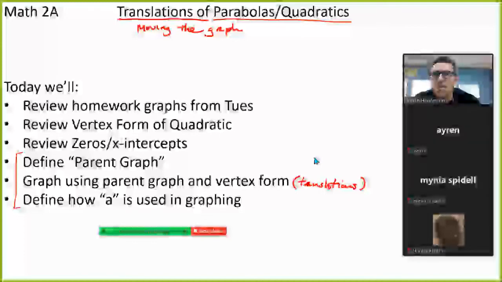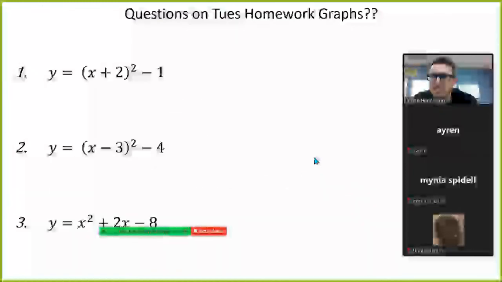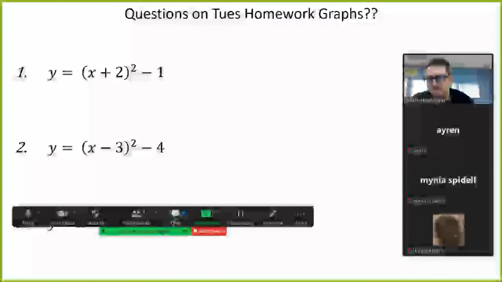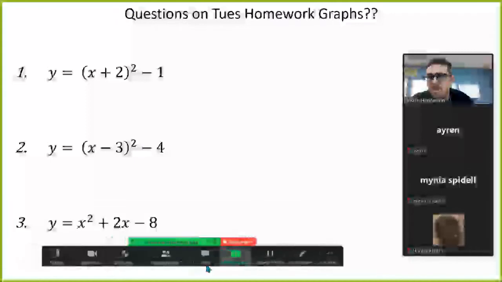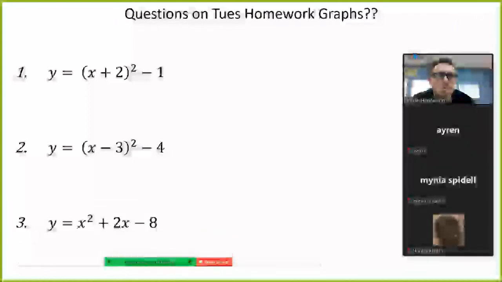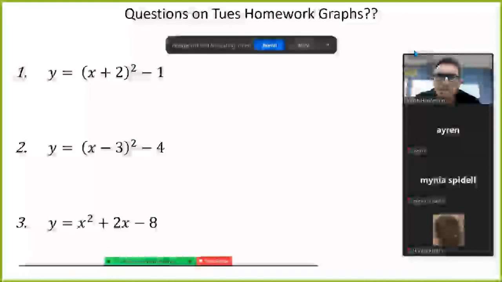All right. Well, those of you who already did or attempted the homework from Tuesday, any questions on those 3 graphs? Here's the equations, the functions that I gave you on Tuesday to graph. And I didn't get the homework from everybody yet, but a lot of you did do the graphs and send them to me. I send a picture. So thank you for doing that. Any questions? Did you want to ask about any, or any trouble when you were doing it?